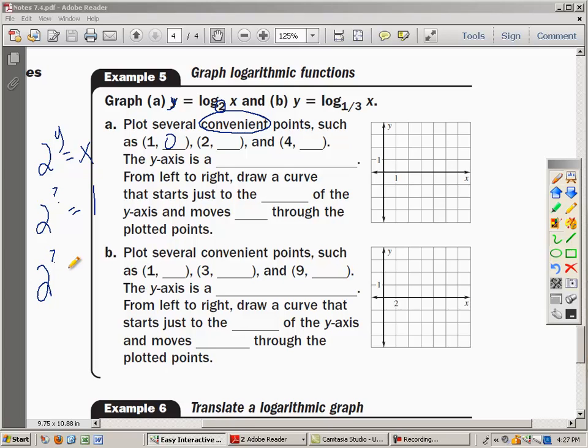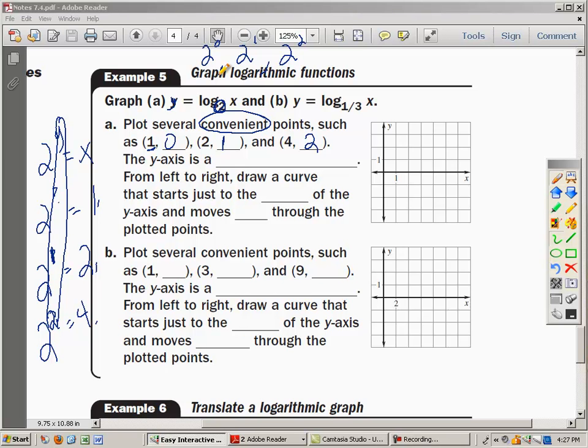2 to what power is going to be equal to 2? Well, 2 to the first power is equal to 2, and so that's the point 2, 1. 2 to what power is equal to 4? Again, 2 to the second power is equal to 4. And realize that these are my y values when x is equal to 1, 2, and 4. Since my base is 2, I'm picking x values like 2 to the 0, 2 to the first, and 2 to the second, because then I know I'm going to get good, pretty numbers for my y values.